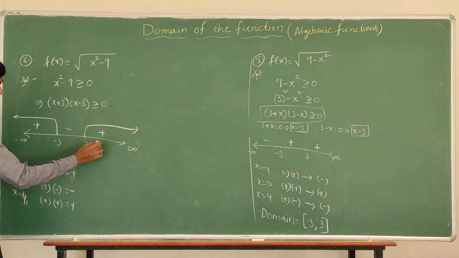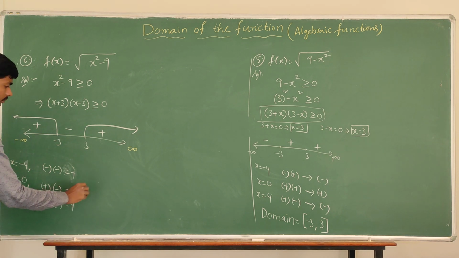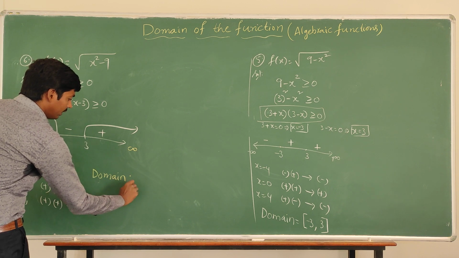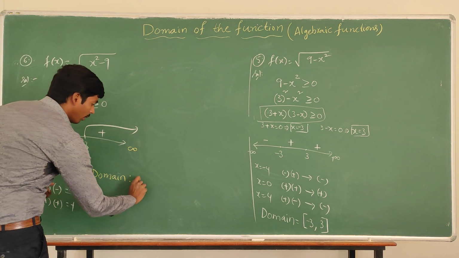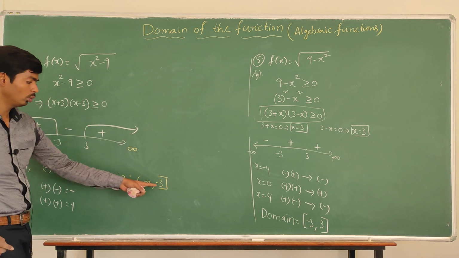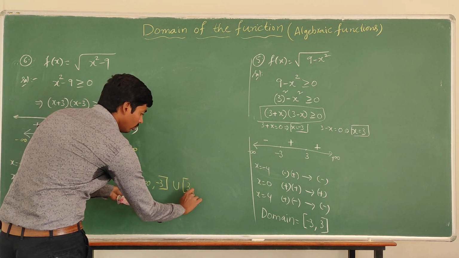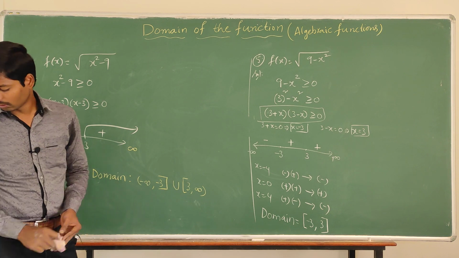So from minus infinity to minus 3 my product will be positive, satisfying the given condition, and from 3 to plus infinity also satisfying the given condition. So here the domain is the union of these two subsets: minus infinity to minus 3, including minus 3, union 3 to infinity, including 3. So this is the domain of the function.